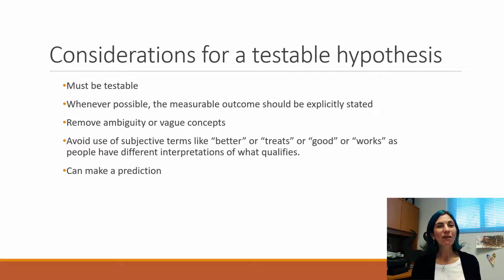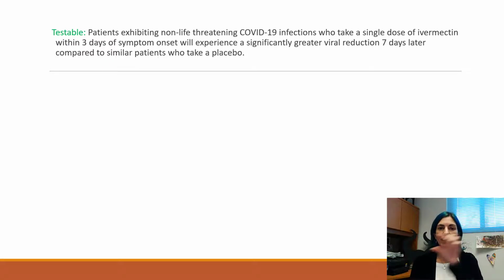All right, now that we've looked at some considerations for a testable hypothesis, let's look at some other factors associated with experimental design. I've left up my testable hypothesis so that we can refer to it as we try to tease out these various parameters. So every experiment should have at least one independent variable and one dependent variable. Hopefully you've heard of those terms before.